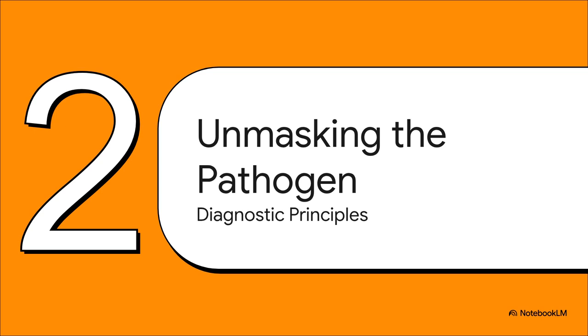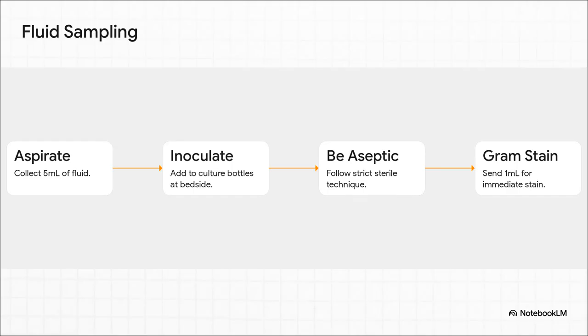Because you can't treat what you don't know you're fighting. This is all about nailing the diagnosis. Okay, this part is absolutely critical. Precision is everything. When you're sampling that pleural fluid for a suspected empyema, you have to be meticulous. You aspirate the fluid, about 5 mils. And here's the kicker. You inoculate your culture bottles right there at the bedside, both aerobic and anaerobic. Don't wait. Then you send a separate milliliter for a gram stain. Getting this sterile bedside procedure right is the difference between a useful result and a contaminated mess.